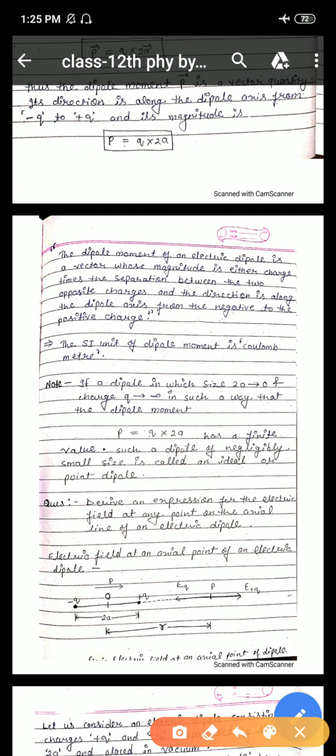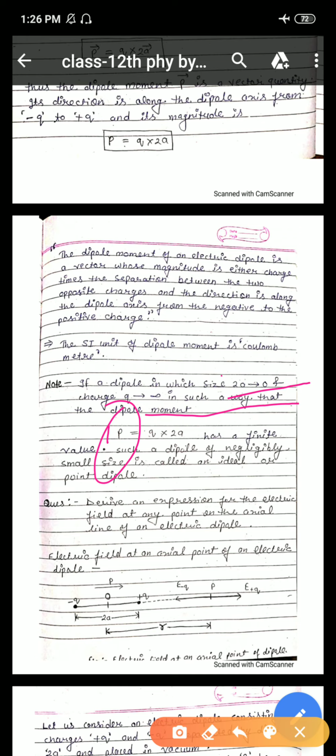Okay, if a dipole is such that its size 2a tends to 0 and charge tends to infinity in such a way that the dipole moment P equals q into 2a has an infinite value, then what will be the value of the dipole moment? Then the value of the dipole moment is a finite value.